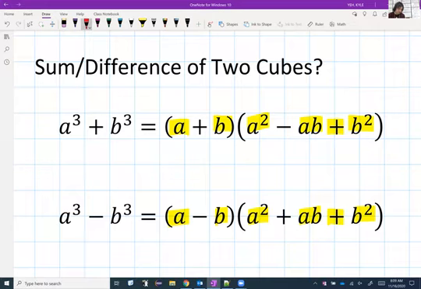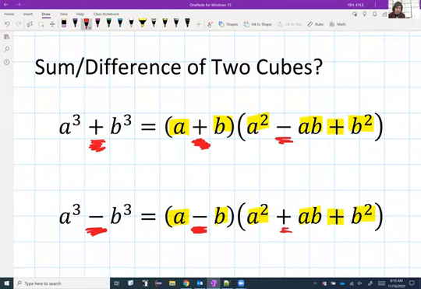And so how do I remember? Well, if it's a sum of two cubes, I'm going to start with a plus and end up with a minus to balance things out. And if it's a difference of two cubes, if it's a minus, I'm going to start with that minus, a minus b, and then have a plus to balance things out, noting that the final sign is always plus.